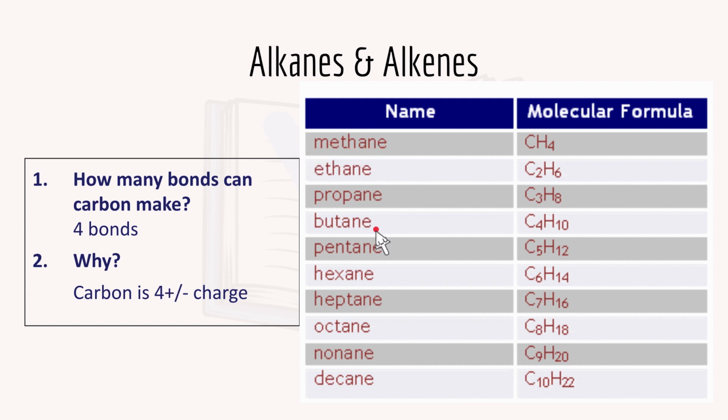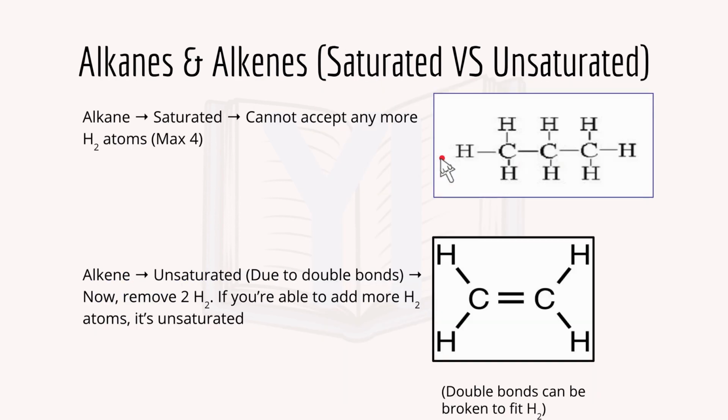So here's the table for alkane. We have the molecular formula and the name. And then we have saturated versus unsaturated. So here we have alkane and alkene. Note that they both are made of only carbon and hydrogen because they are hydrocarbons. Alkanes are saturated because they cannot accept any more H2 atoms, because there's no double bond and they're all saturated.